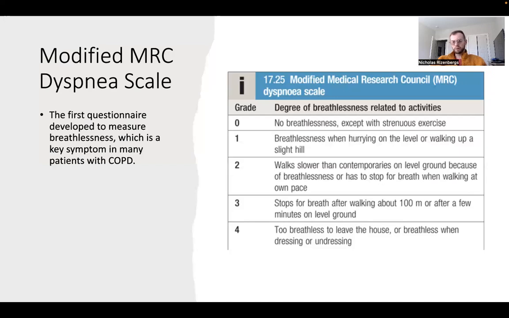One is breathlessness when hurrying on the level or walking up a slight hill. So like I'm in a fast-paced walk, I'm trying to get somewhere, or I'm going up a slight hill and I can feel myself get a little out of breath.